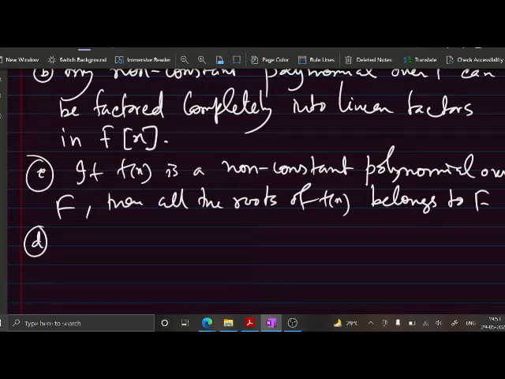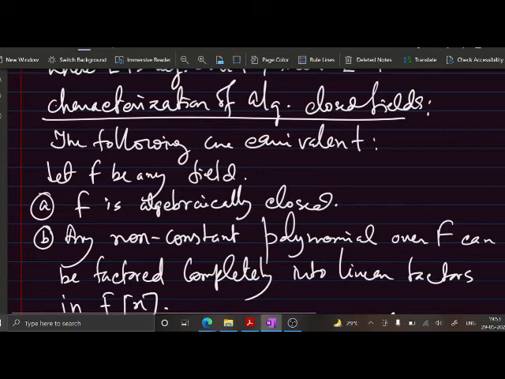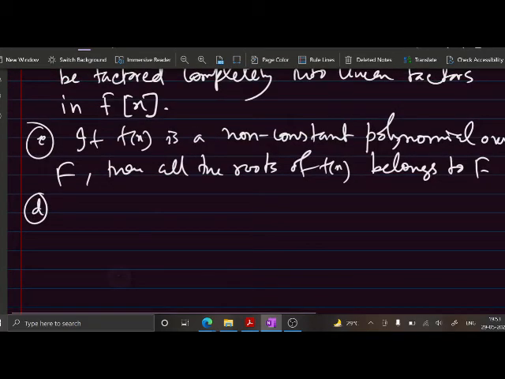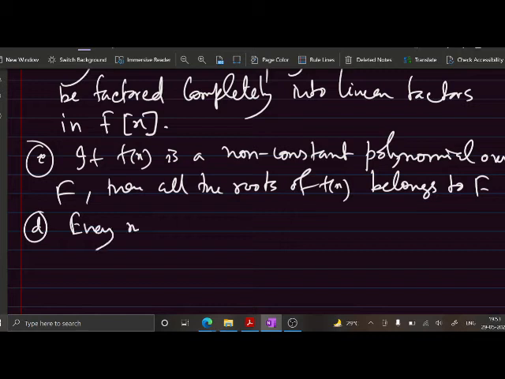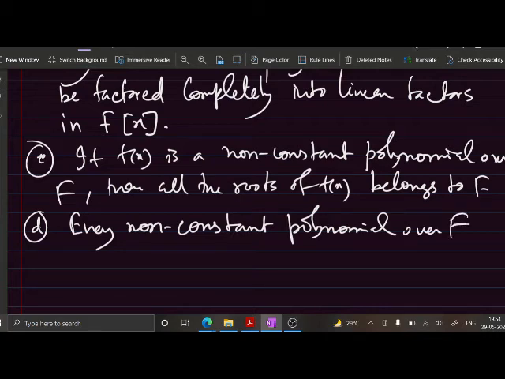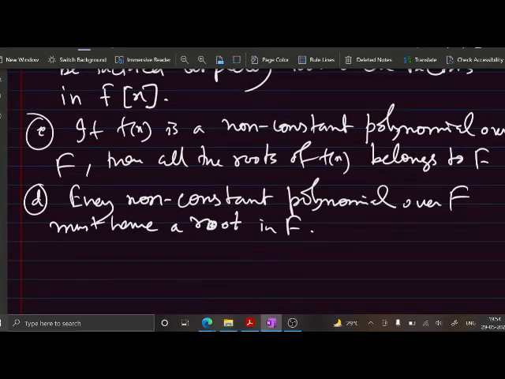And the fourth statement could be the analogous statement of the fundamental theorem of algebra for any field, that is, every non-constant polynomial over F must have a root in F, which is analogous to the statement of the fundamental theorem of algebra for complex numbers.